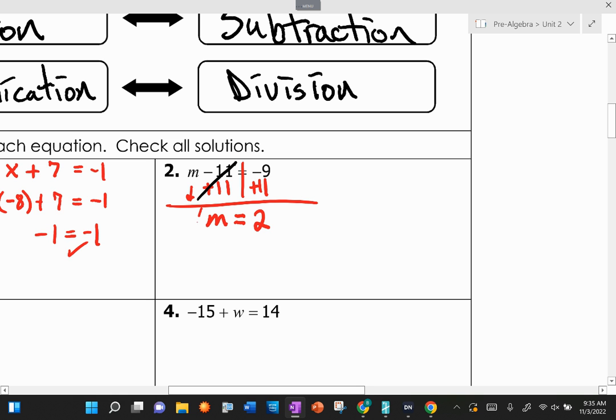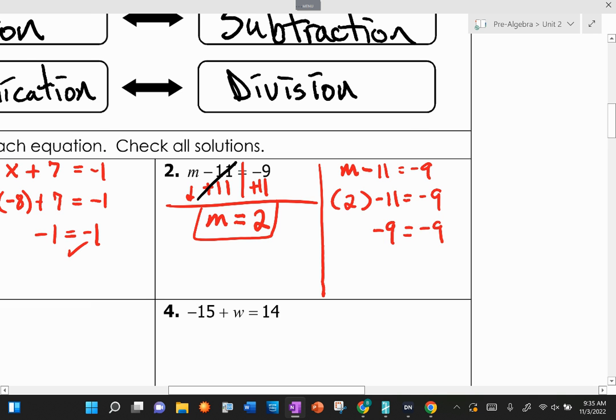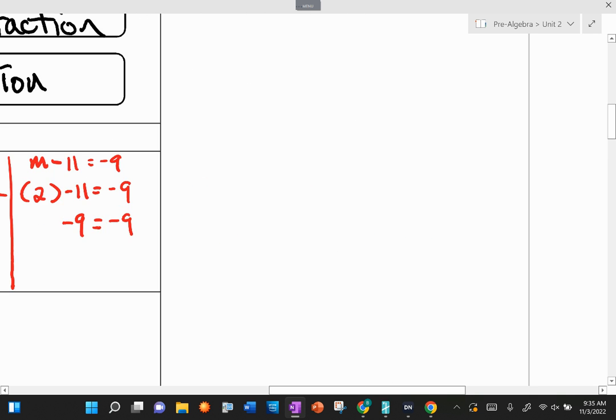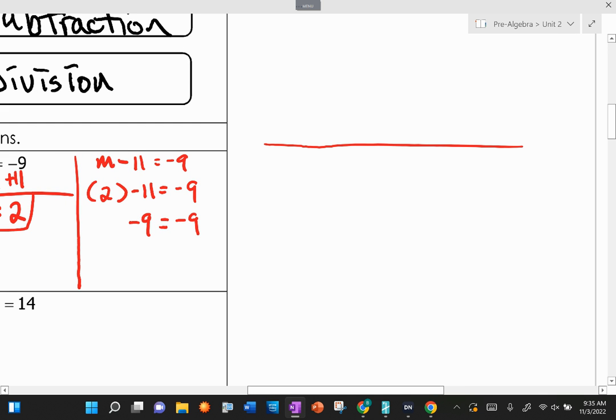Then you bring m down right there. Okay, now you got to take this, substitute in. Okay, so I'm going to rewrite. And now I'm going to plug in 2 for the variable. 2 minus 11 going to give me -9. Okay, and I can check that by using a number line.